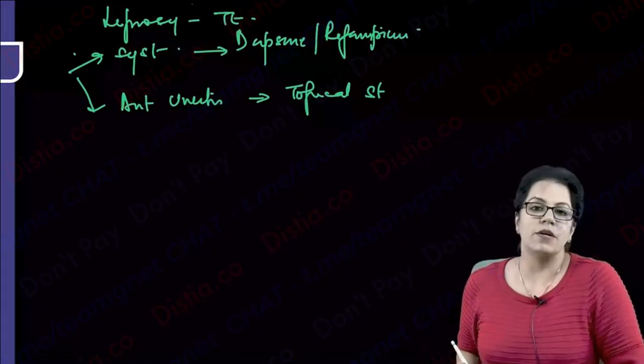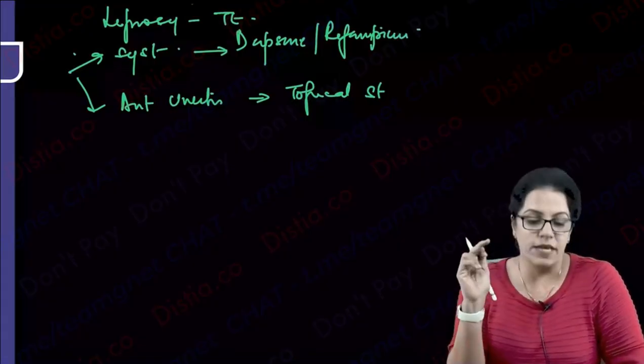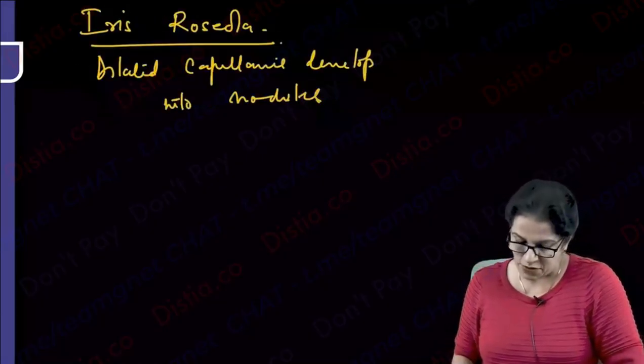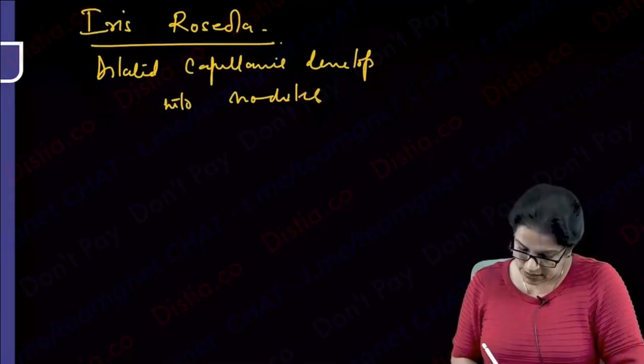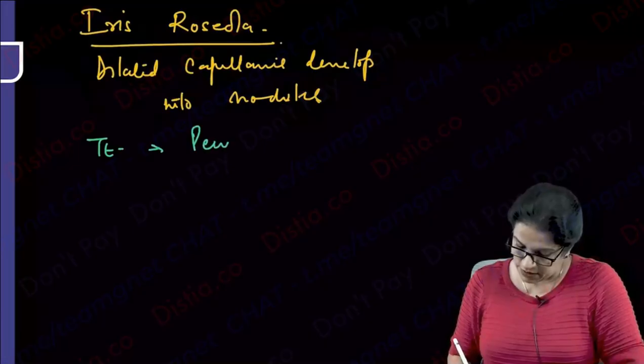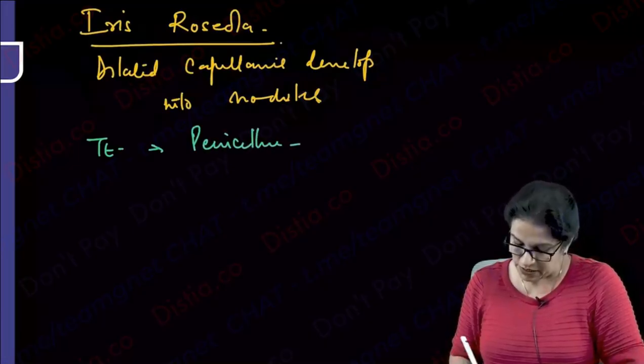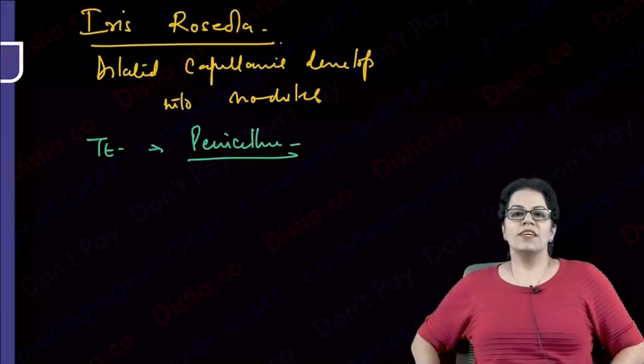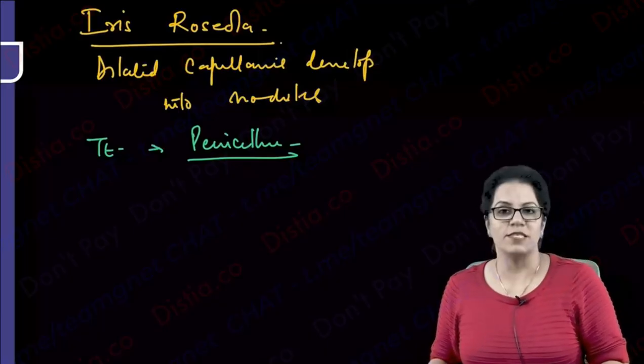Okay. Whereas when we talk about syphilis, we have to give penicillin. Okay, don't forget that. For syphilis, I think we have forgotten to mention. So syphilis, iris roseola, wherever you have written, you will get. We have to treat the systemic part with penicillin. Right, so this was about the bacterial uveitis. We have to keep these points in mind.